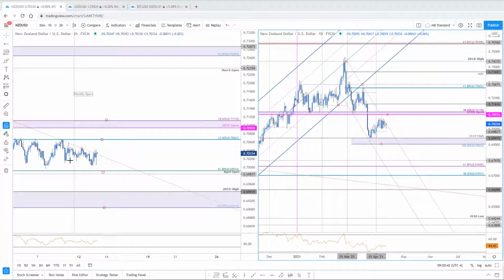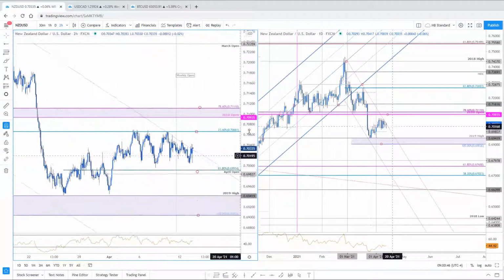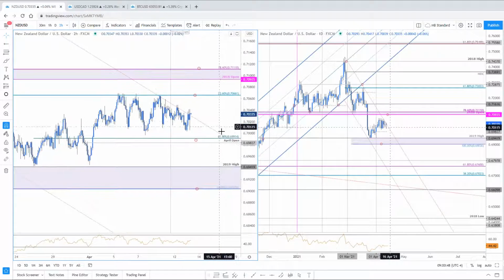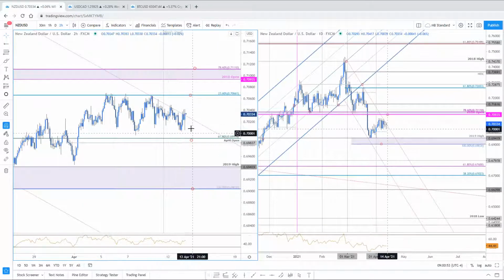Keep in mind, you do have New Zealand interest rate decision on tap tonight. No change expected at 0.25% as far as rates is concerned. So we'll see what the commentary yields, but simple weekly opening range, nothing more, nothing less.